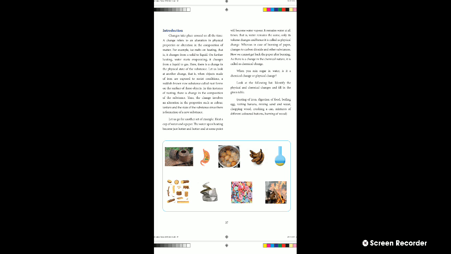Let us look at another change. That is when an object made of iron is exposed to moist conditions. If you take an iron rod or a nail, any iron object, and it is exposed to moist conditions, a reddish brown coating forms.